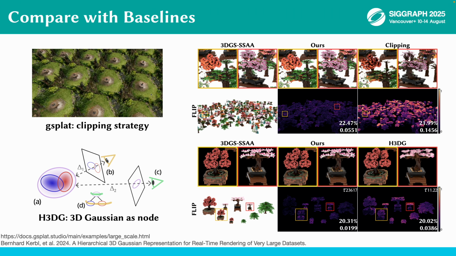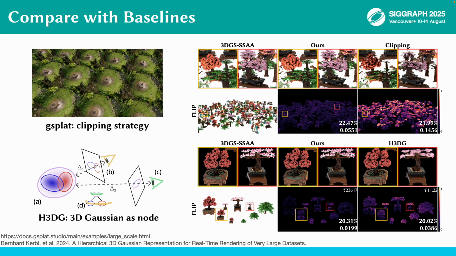And we compare our system with two baselines. All select around 20% of 3D Gaussians. The top row shows the clipping strategy from the gsplat library. Unlike our method that always selects full parts of an object, it causes holes and introduces more error.